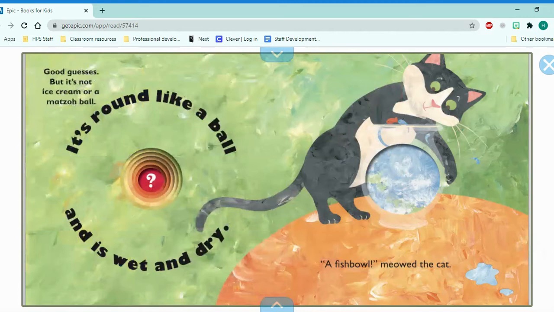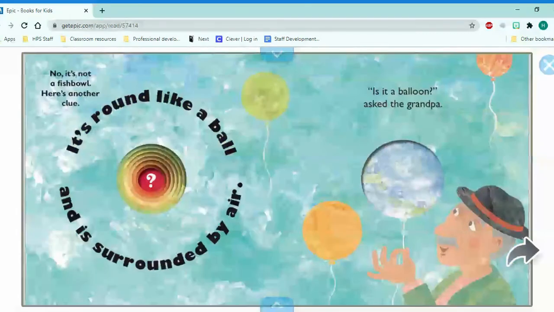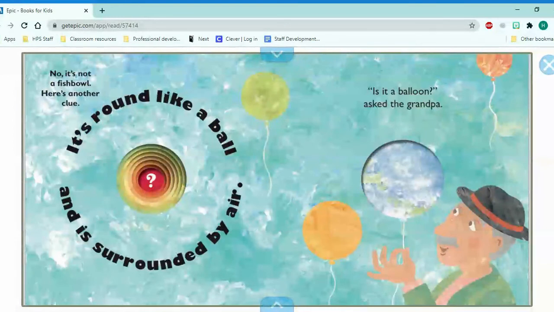It's round like a ball and it's wet and dry. "A fishbowl," meowed the cat. "No, it's not a fishbowl. Here's another clue. It's round like a ball and it's surrounded by air." "Is it a balloon?" asked the grandpa.